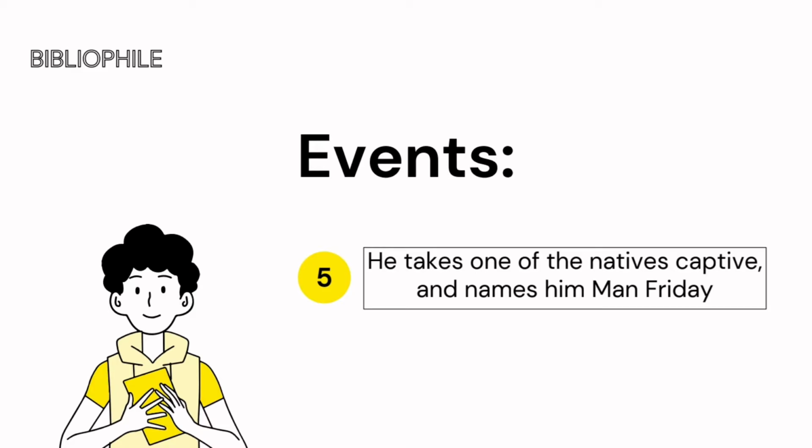Crusoe teaches Man Friday English and converts him to Christianity. When Crusoe learns that Man Friday's fellow natives are keeping white prisoners on their neighboring island, he vows to rescue them. Together, the two of them build a boat. When more natives attack the island with captives, Crusoe and Friday rescue the captives and kill the natives.